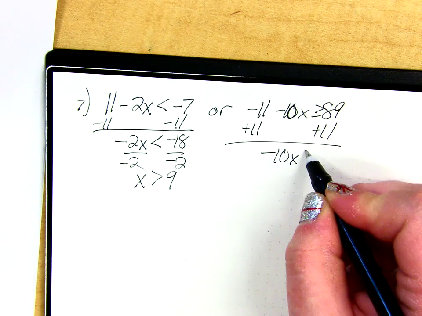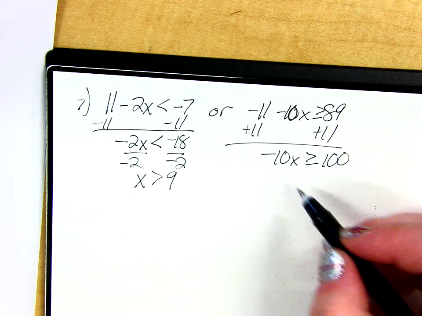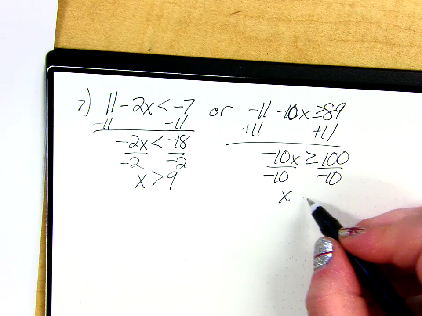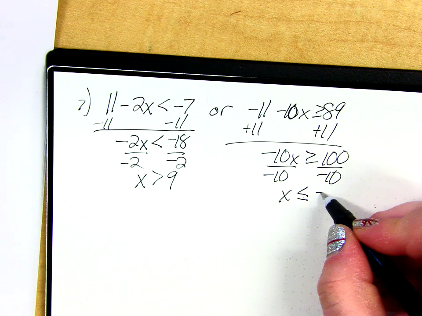Negative 10x is greater than or equal to 100. Divide by negative 10. Calm down, it's a math problem. x is less than or equal to... 10, right? No. Negative 10.